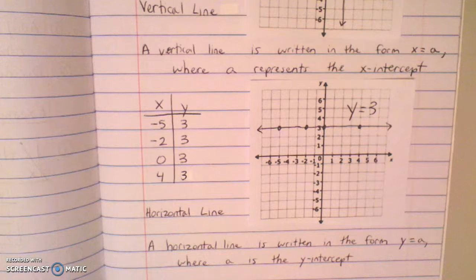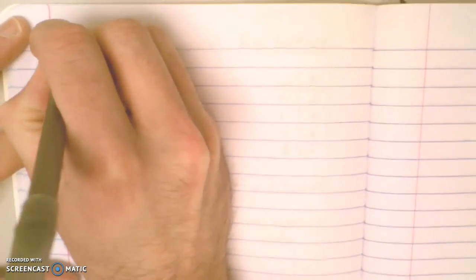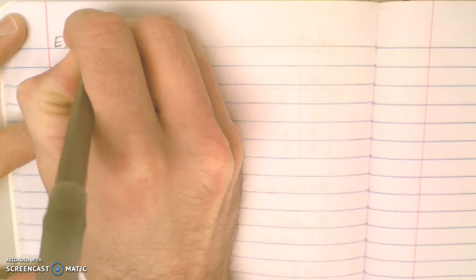So those are vertical and horizontal lines. They're special because they have different types of equations for their graphs. So let's look at some examples where you have to identify the equation of a horizontal or vertical line, or graph the equation of a horizontal and vertical line. All right, so let's look at some examples. So turn to your page.